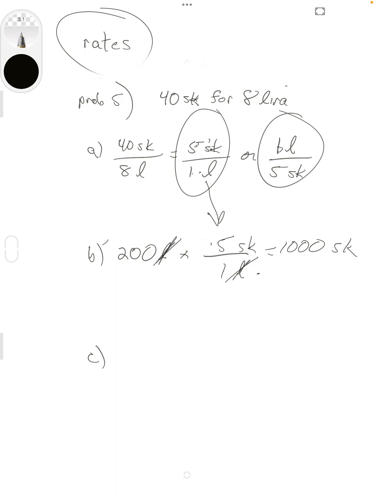Practice problem C says, well, what if he has 200 skins? And the question is, how many lira? Well, if I want lira, I'm going to put the lira on the top and the skins on the bottom. I know my fraction, lira over skins, is 1 to 5. So I'm going to end up with 200 over 5 lira, which is 40 lira. So 200 skins will cost 40 lira. This is lesson number 36, practicing this kind of stuff. So I will see you in class. See you later.